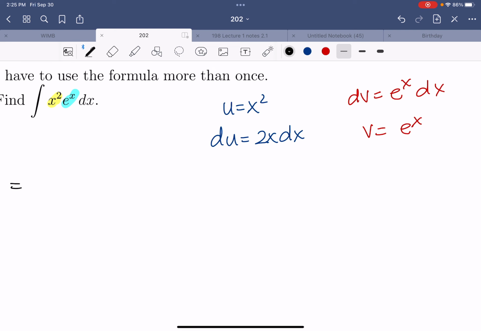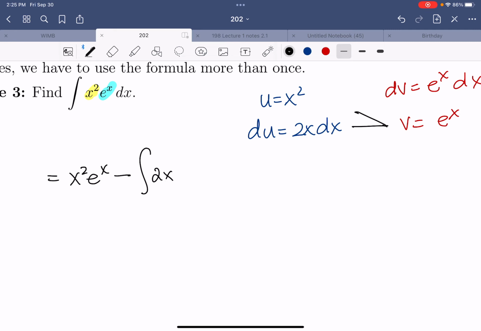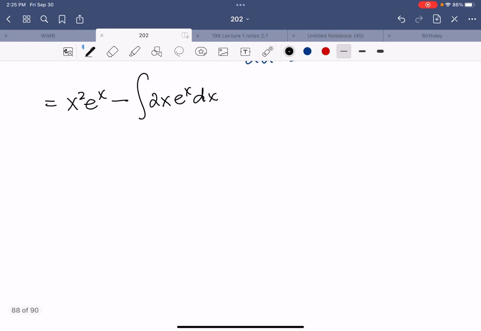So this is the diagonal, so x squared e to the x, minus the integral of these two, so 2x e to the x dx. Okay, perfect. Now I'm working with the integral of 2x e to the x. But guess what? Here we go again. Two functions multiplied together. So let's use by parts again.